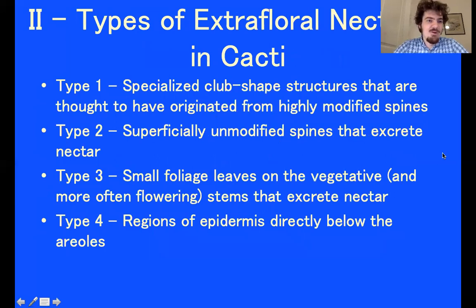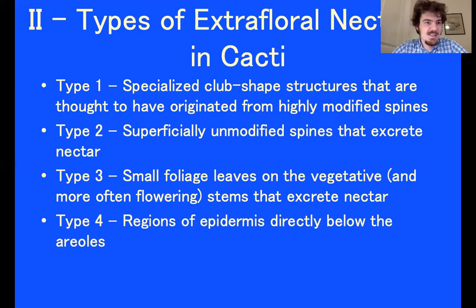Now I'll talk about the 4 different types that were identified by Dr. Mauseth et al. in the 2016 review paper. Like I said, this is going to be the framework for the research that I'm working on. Type 1 nectaries are specialized club-shaped structures that are thought to have originated from highly modified spines. These are the most advanced form of nectaries that can be found in the cacti.